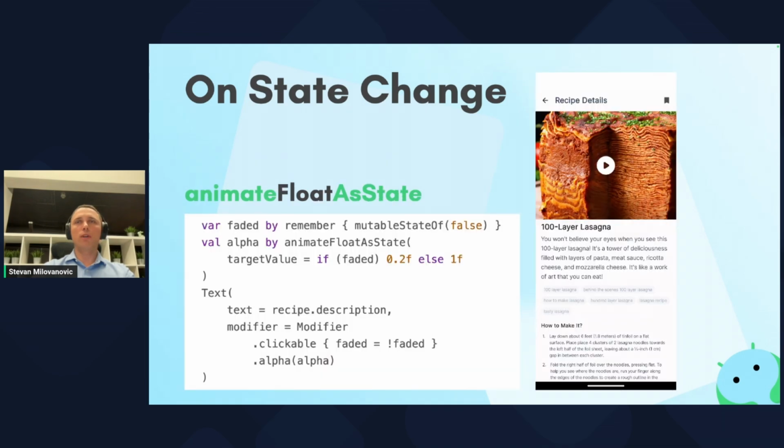Let's dive into an example. Here you will see that we implemented the exact same animation we did at the start with the graphics layer. But here we avoided using the graphics layer directly by using the animateFloatAsState API, in which we are changing our state, and afterwards we can assign that directly to the alpha modifier. On the right side, you can see that the result is the same.